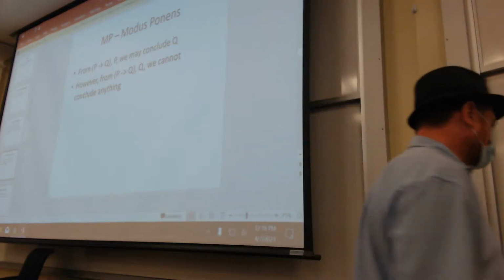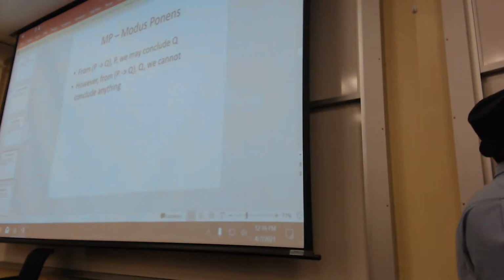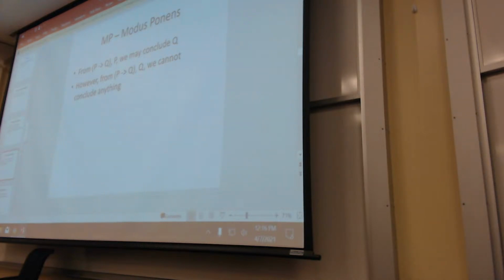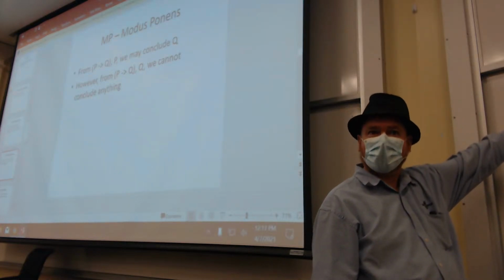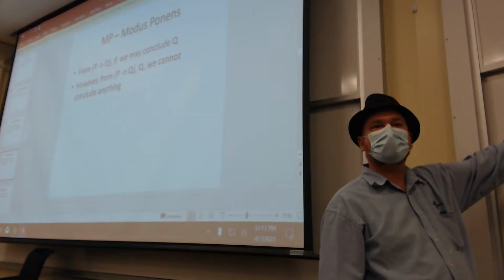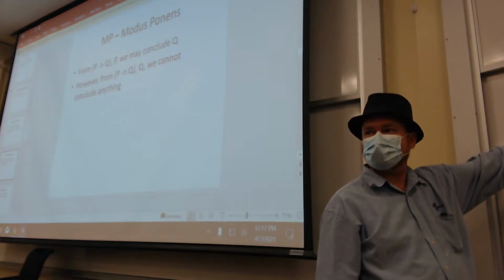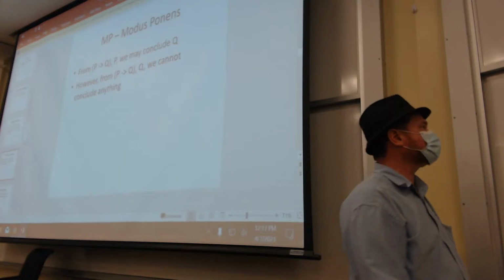All right. Two more rules, both pertaining to arrow statements, conditional statements. Conditional arrow statements have two combinations that we can do an inference with. Remember, I gave you a rule for negated conditional last time. Now I'm going to tell you what to do if there's not a negation outside the parentheses of an arrow statement. The first one is called modus ponens.